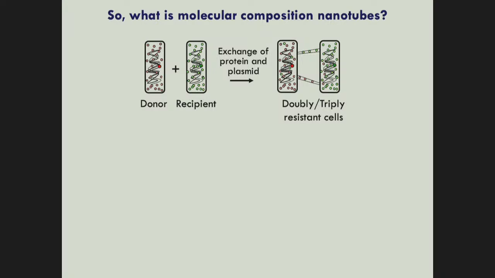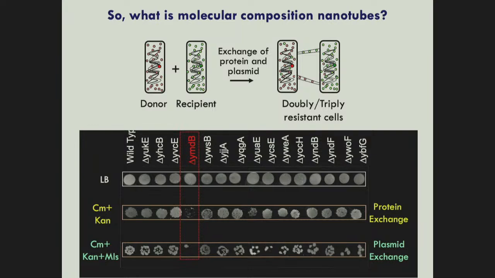So what is the molecular composition of these two? For that, what are the genes that are involved? Then we did a lot of screening, knockout, clean knockout, and then we found, at that time, YmdB as a molecule that is responsible for the exchange. If you knock this out, the mixed strains do not grow on any plate.